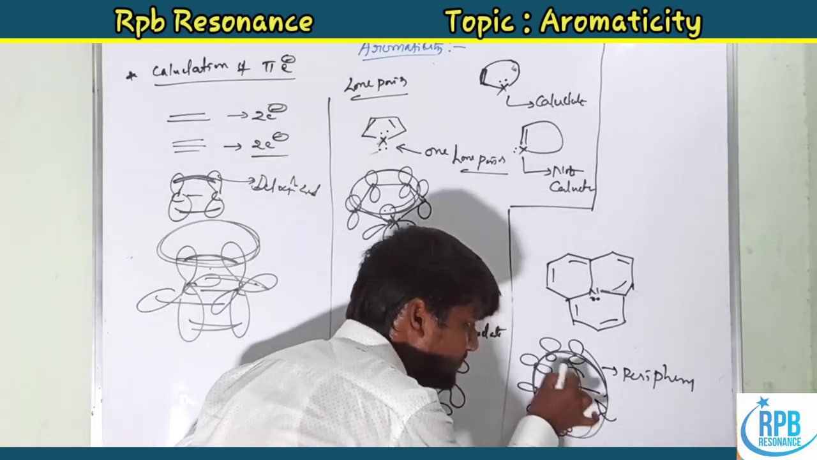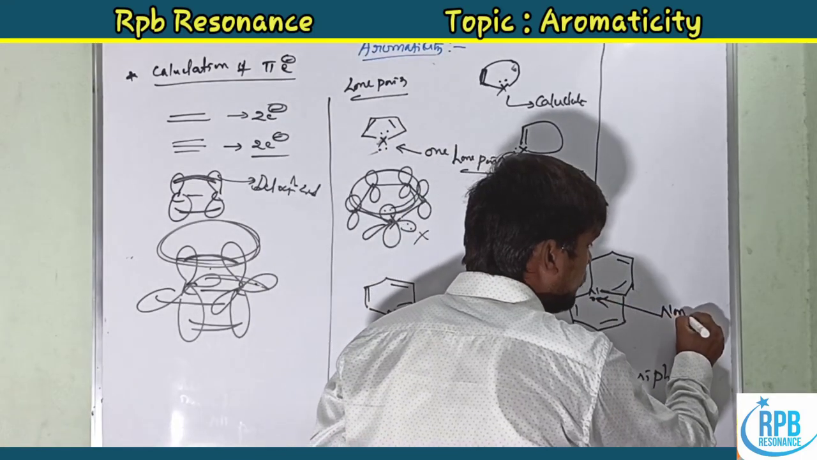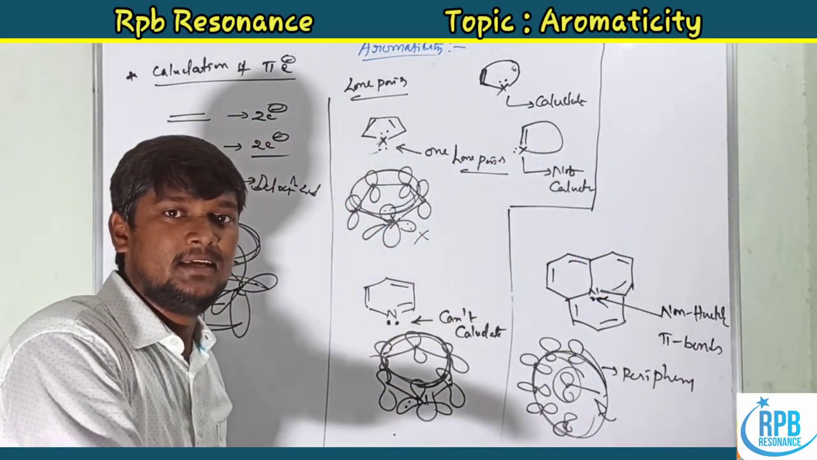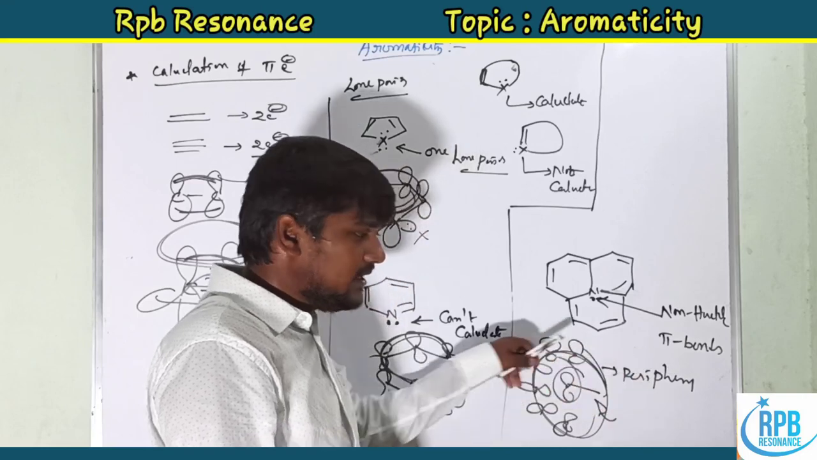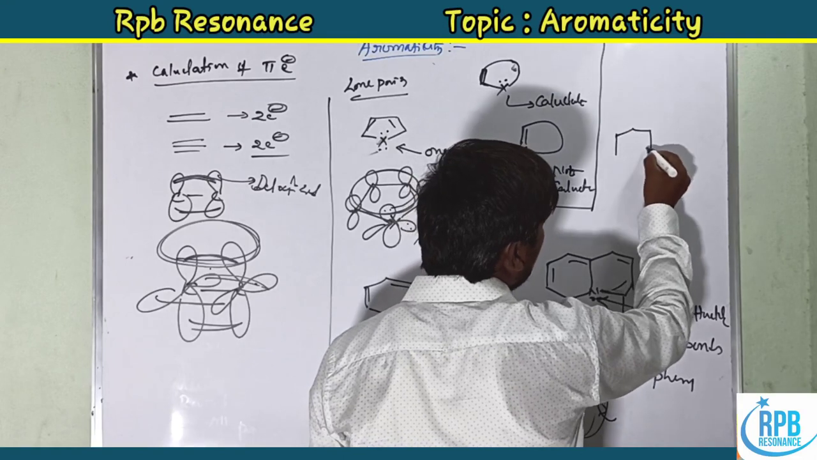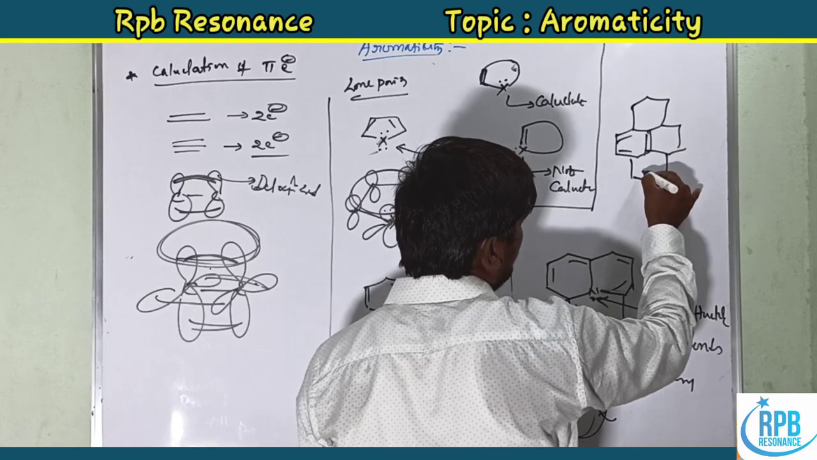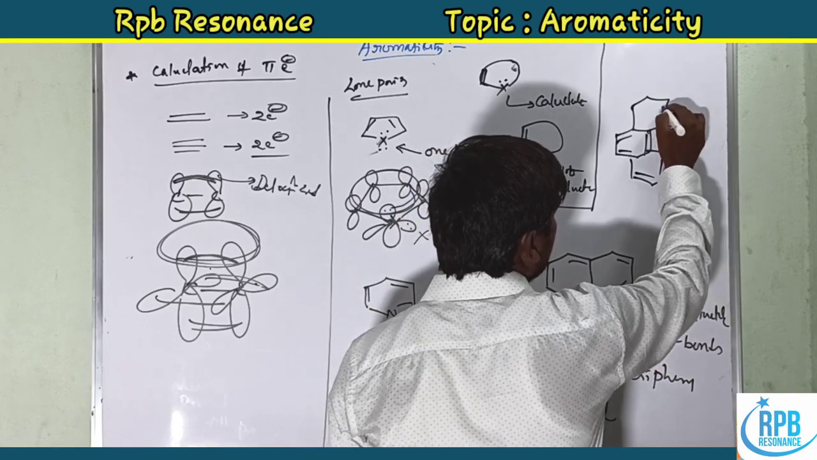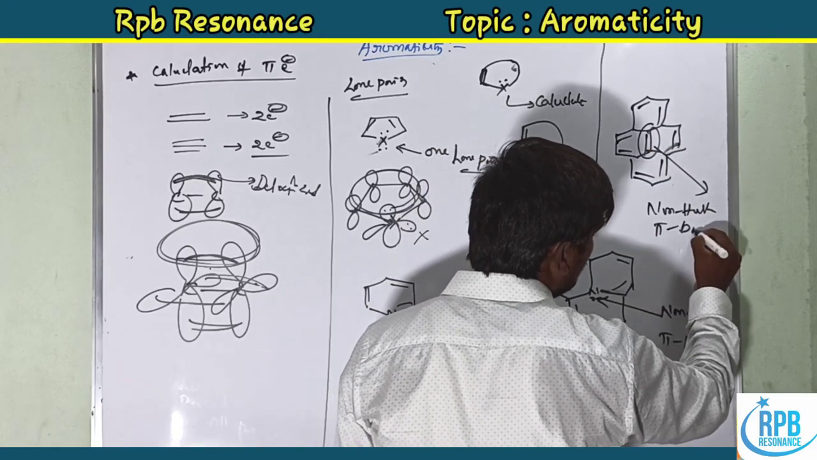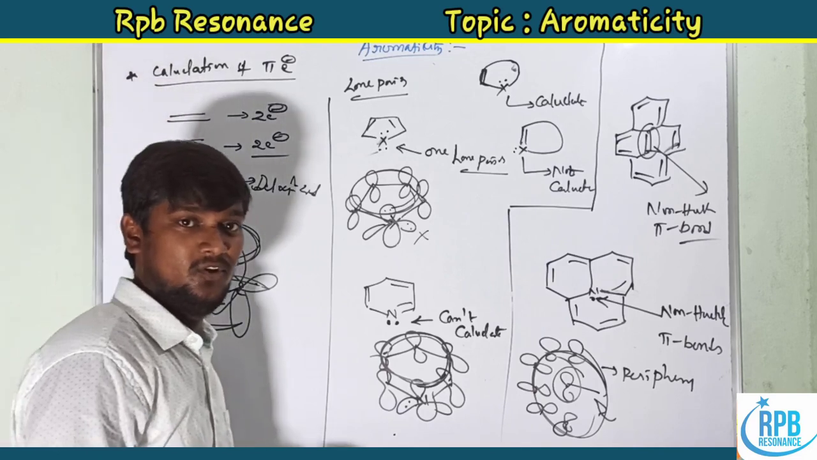So the middle electrons cannot participate. The middle electrons are not Hückel pi bonds. These are the non-Hückel pi bonds. Okay, so the middle atoms cannot participate in the Hückel pi electronic calculation, but the peripheral ring atoms' pi electrons can be calculated, not only lone pairs. So even if it has this type of double bonds, pi bonds are also there, but those pi bonds are not calculated. Okay, so these pi bonds are non-Hückel pi bonds, non-Hückel double bonds. Those are not calculated in case of the Hückel pi electronic system.